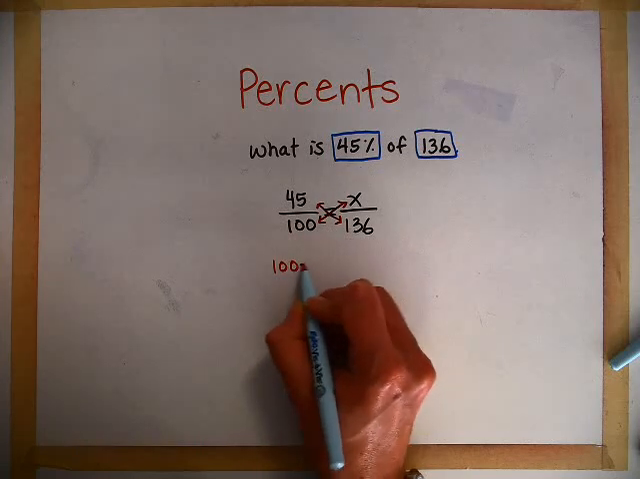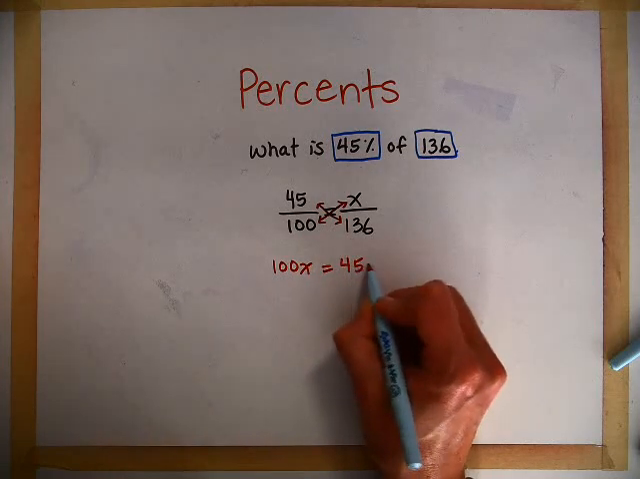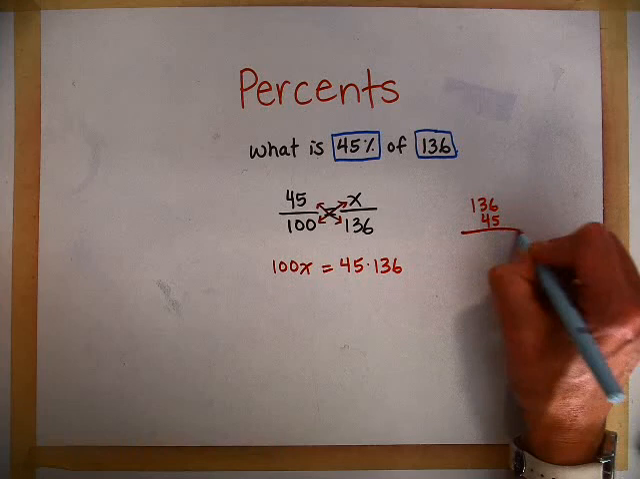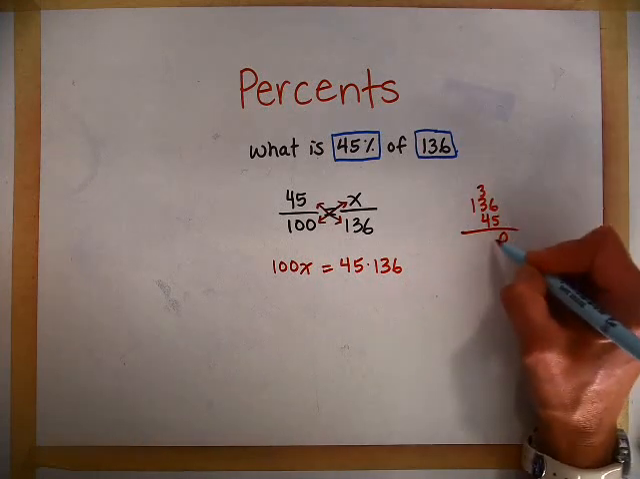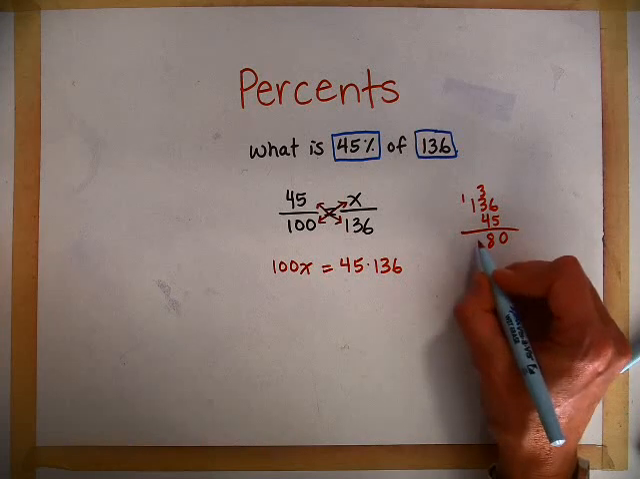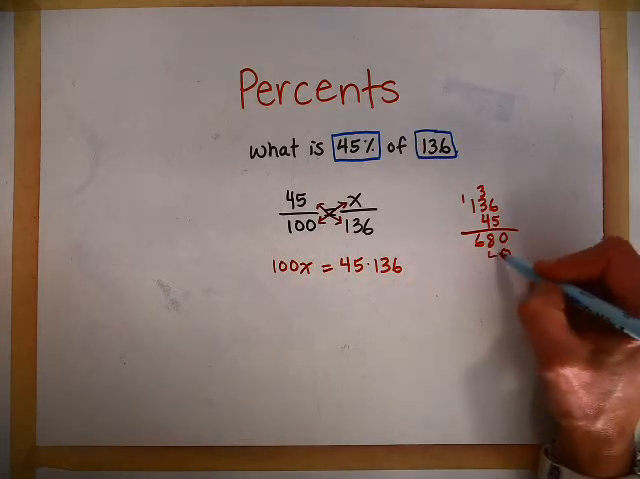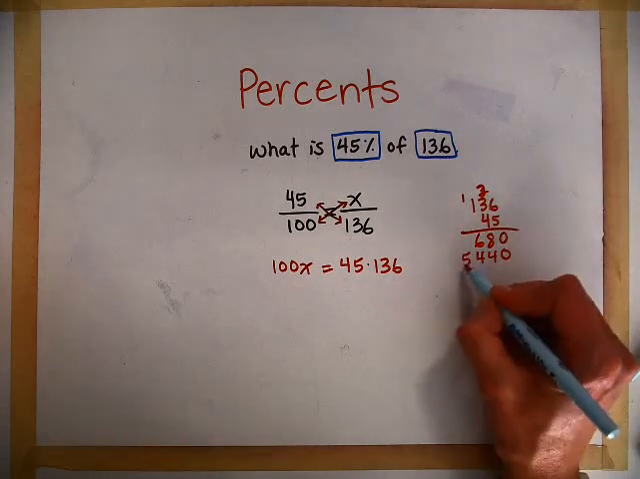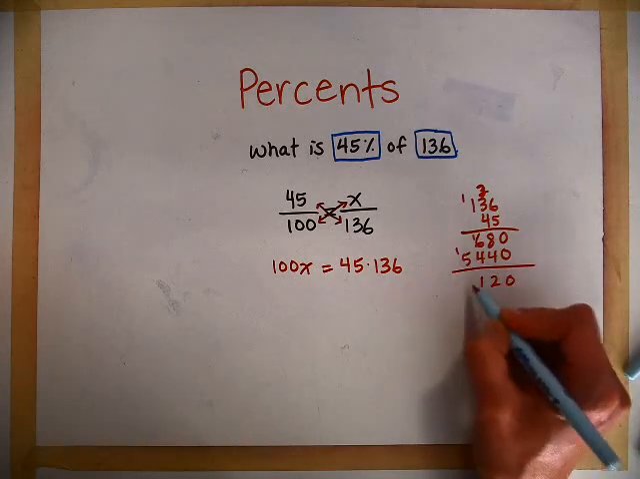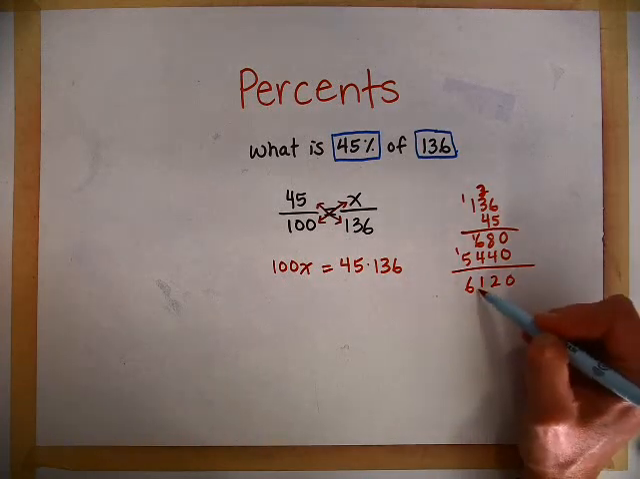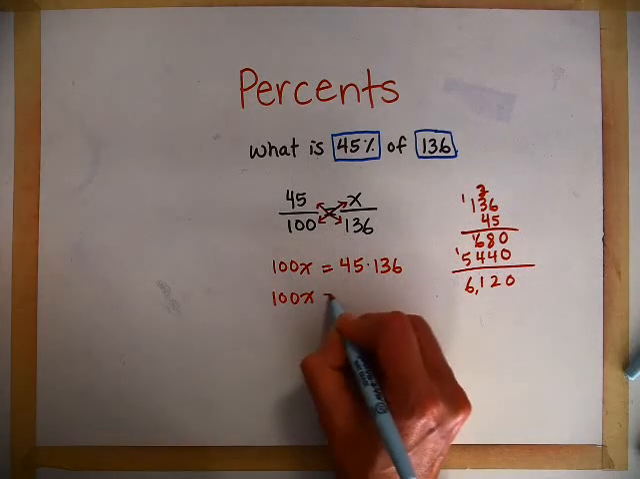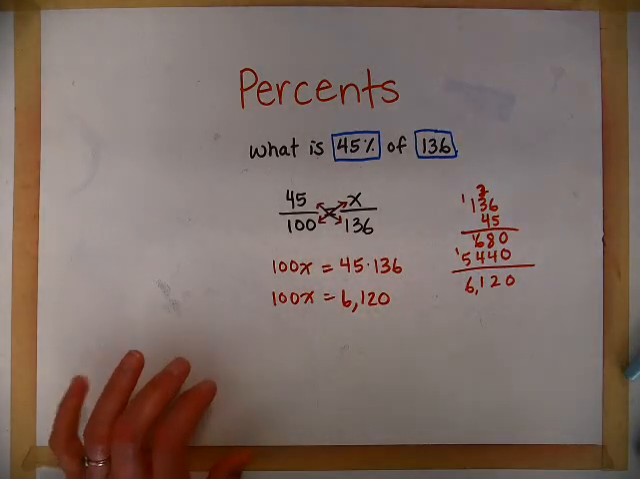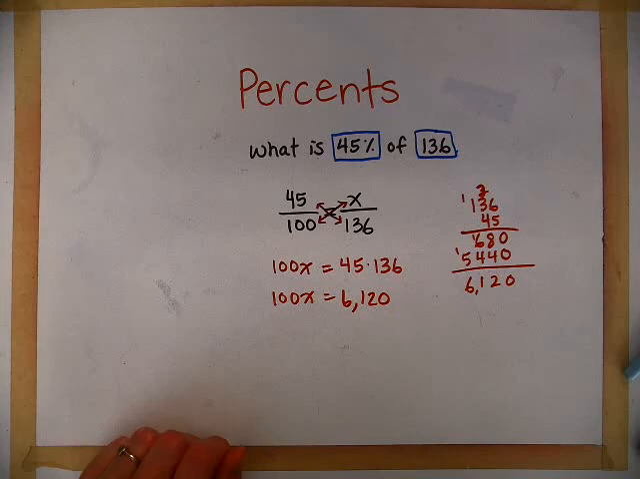So this just ends up being 100x equals 45 times 136. Do my math over here. 136 times 45. 5 times 6, 0, 3, 13, 18. 5 times 1, 5, and 6, 0. 4 times 6 is 24. 4 times 3 is 12, 13, 14. And 5 and 0, 12, 11, 6. Hopefully I did my math right. So 100x equals 6120. I'm going to check my math really quickly on the calculator. 45 times 136 equals 6120.